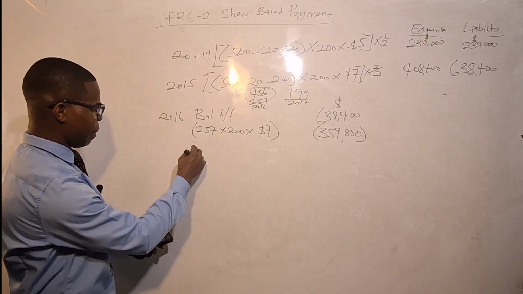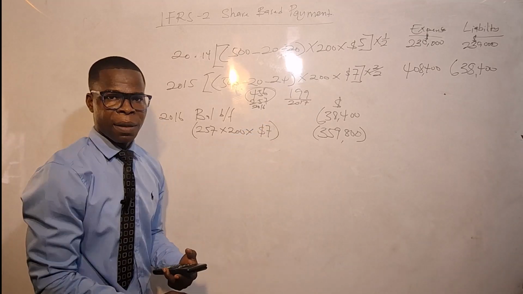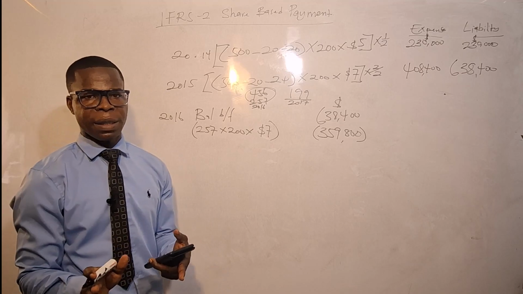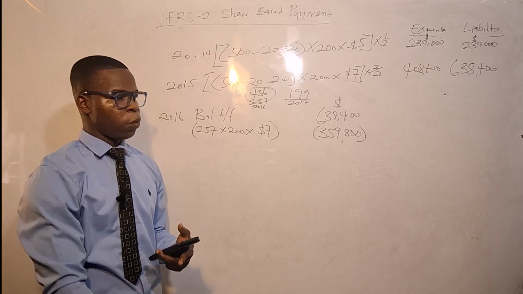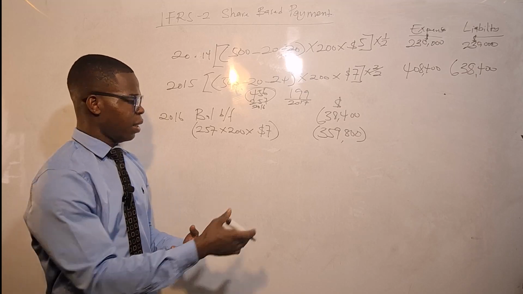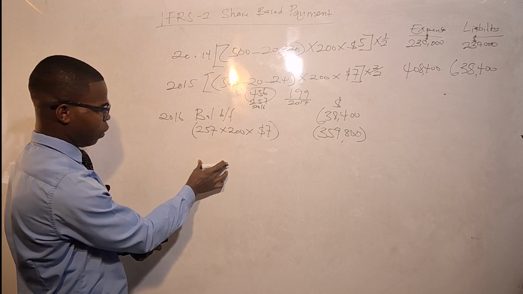Now, what is the closing balance of 2016? The 199 still remains, and they will continue to fair value their share appreciation rights. Only this one have exercised their right. So let's look at that. Let's leave some small space for some computation.